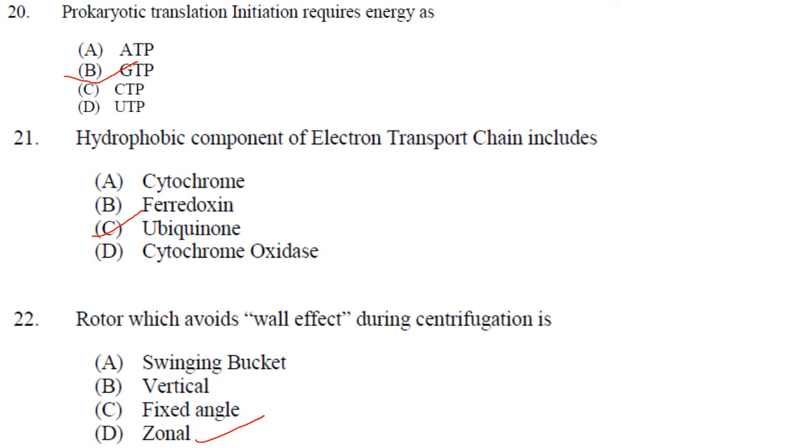Hydrophobic component of electron transport chain include. So the hydrophobic component of electron transport chain is ubiquinone. Answer is option C. Then the rotor, which avoids Wall effects during centrifugation. Now Wall effect is usually encountered in swinging bucket and fixed angle rotors, and this can be minimized by using zonal rotors. So answer is option D.